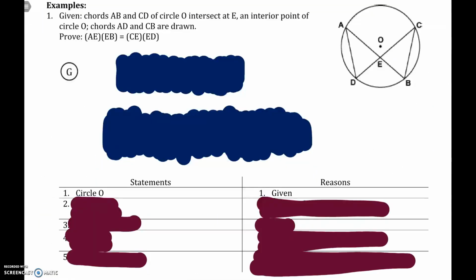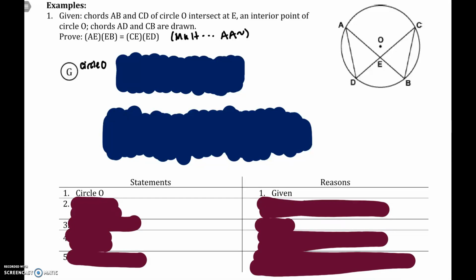Okay, so for example 1, we have a whole lot of information given, but what it all boils down to is that really what we just have is circle O. And so our given is circle O, and you can describe more if you'd like. It says that chords AD and CB are drawn, but nothing more. They want us to prove that AE times EB equals CE times ED. Remember, anytime you see multiplication in your proof, that means you're going to be doing an angle-angle similarity proof. So we need to find angle-angles.